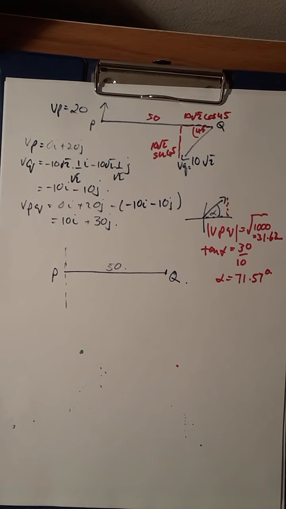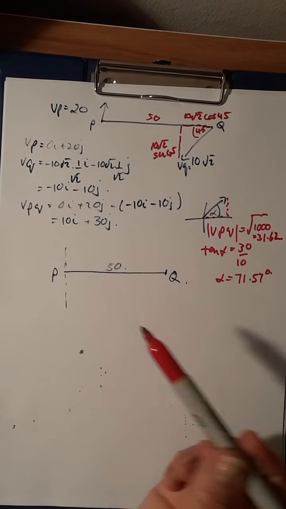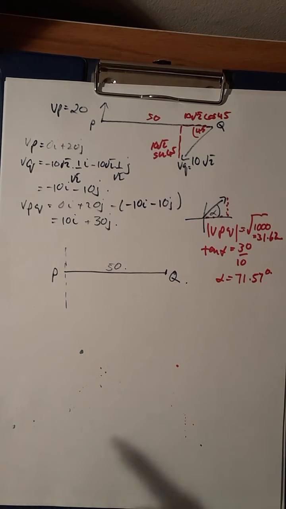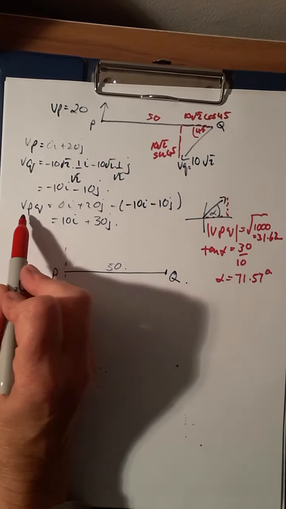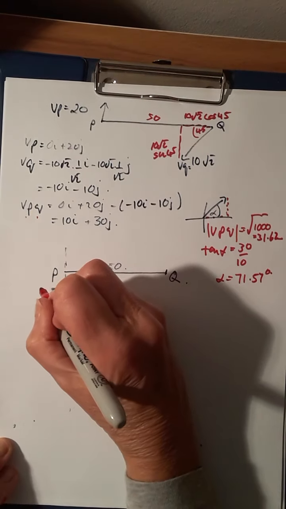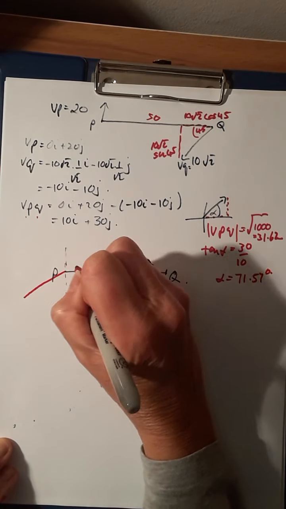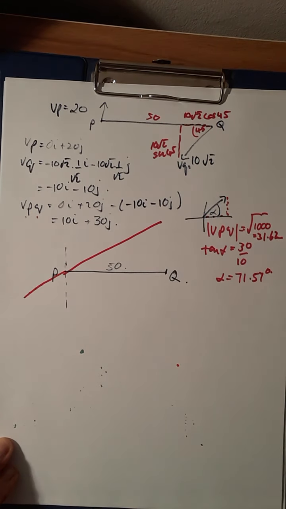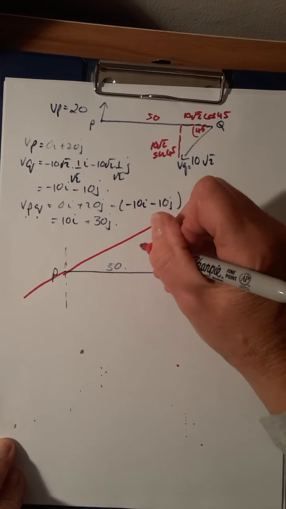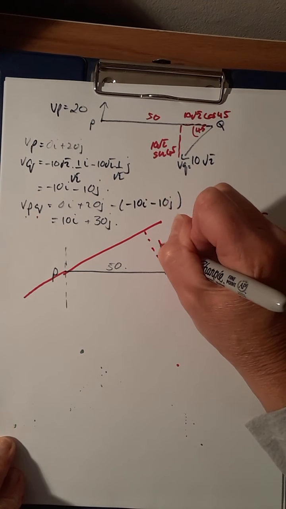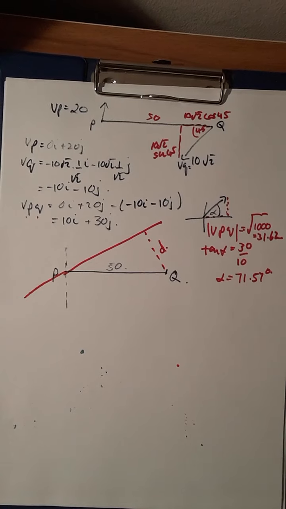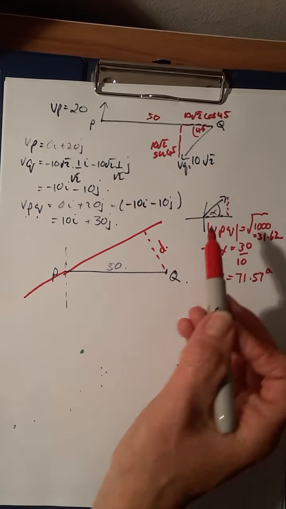Okay, so now I'll have all my information. I'm going to put that line VPQ in. So here it is, that kind of direction. I'm going to put it passing through P because it's VPQ. So I always put it passing through the first letter. So that's VPQ there. This is going to be here now. That's the D, that bit there. That's my D. So I know what the angle is, alpha.